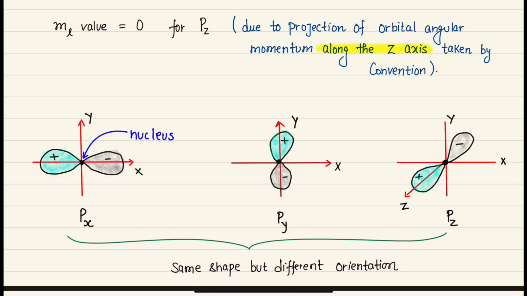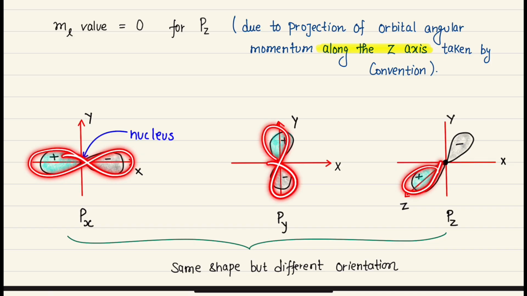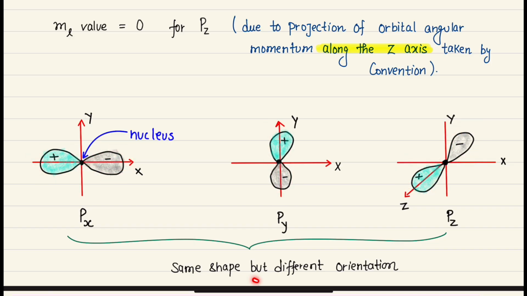Understood? So the magnetic quantum number tells us the orientation, meaning how the lobes are oriented in space. This lobe is oriented in the x direction, it is called px. This lobe is lying on the y-axis, it is called py. This lobe is lying on the z-axis, it is called pz. So all the p orbitals have the same shape, a dumbbell shape, but different orientations.